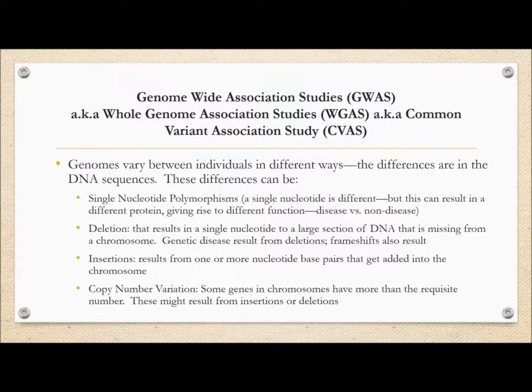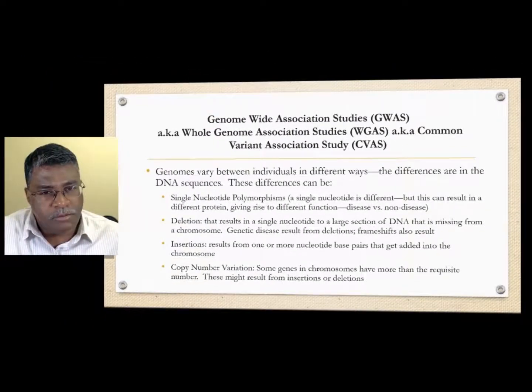So, what were these studies about? Again, this is all genomic level work. Genomes vary between individuals in different ways. The differences are in the DNA sequences. These differences can be a single nucleotide polymorphism, and if you remember the video on the use of the genome browser, whether it's the Ensembl genome browser or the Santa Cruz genome browser, you'll realize that there is a resource which actually identifies single nucleotide polymorphisms.